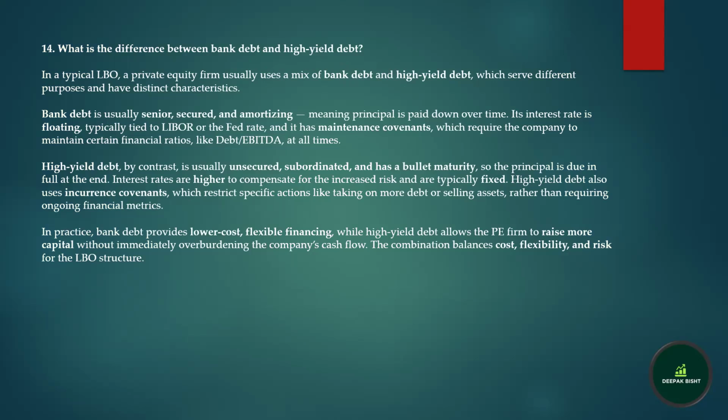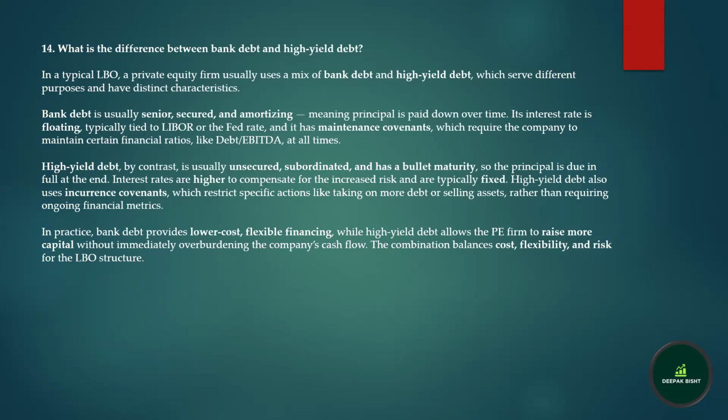So, if we talk about interest rate and yields, there's a difference between a bank debt and a high yield debt. In a bank debt, typically the interest rate is low compared to a high yield debt. This is because bank debt is considered less risky due to the fact that it's secured by assets and usually holds seniority in the capital structure. The interest rate on bank debt is usually floating and tied to a benchmark rate like LIBOR, London Interbank rate, or the Fed funds rate, depending on the agreement.